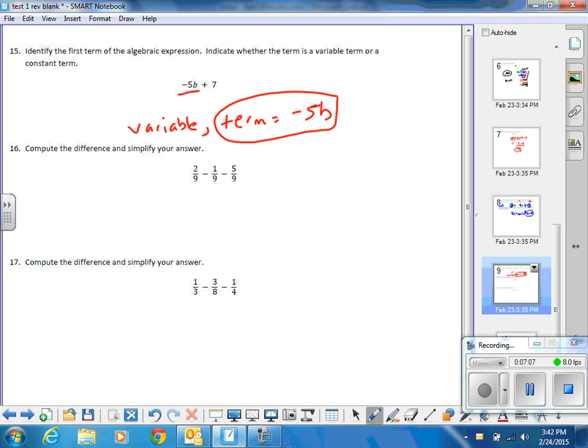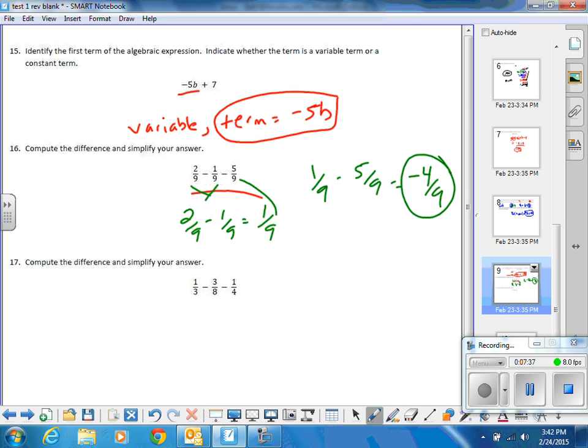The next one says compute the difference and simplify your answer. Well, all these have the same denominator, so I'm just going to group them 2 at a time, left to right. Do not try to mix them up. So I'm going to do 2 over 9 minus 1 over 9, which is going to give me 1 over 9. Now I'm going to take this answer and this one and do 1 over 9 minus 5 over 9, because I'm keeping the same order. 1 minus 5 is going to give me negative 4 over 9. Cannot reduce my fraction. I am finished.